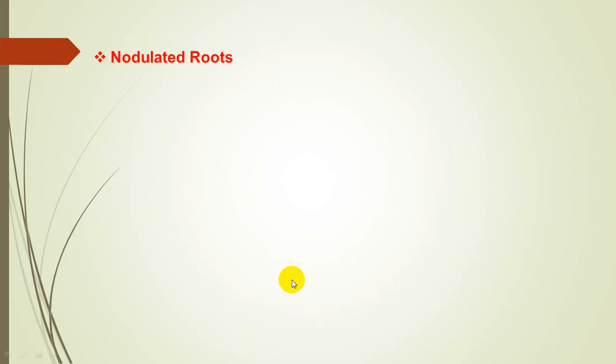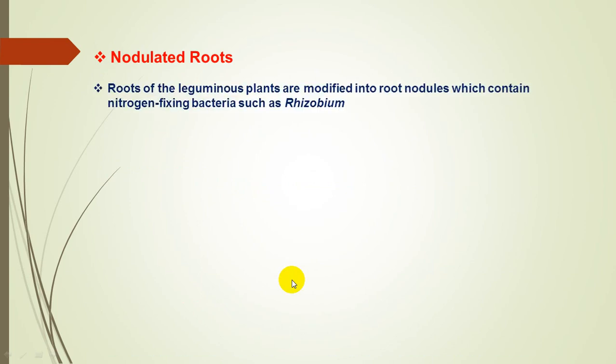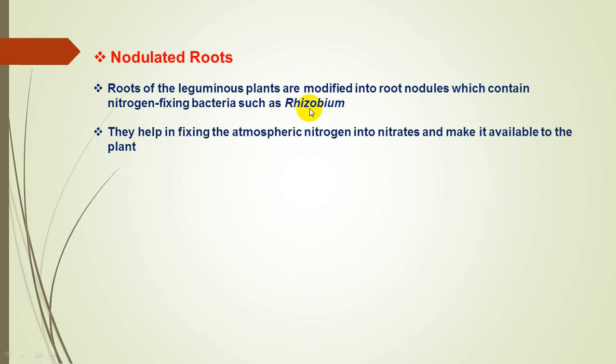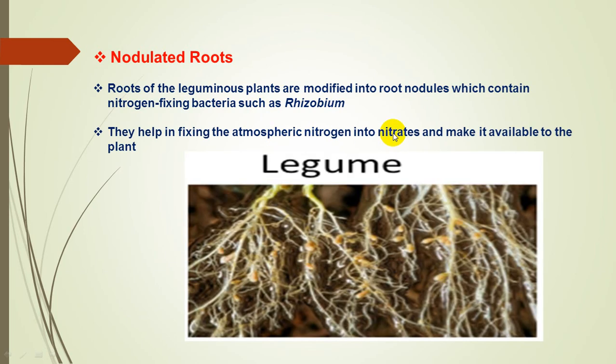The next modification in root is for nitrogen fixation, and the roots are called nodulated roots. These roots are found in leguminous plants. The roots are swollen, having nitrogen fixing bacteria inside them, such as rhizobium. These rhizobium help in fixing atmospheric nitrogen into nitrates, which is easily available to the plant for absorption.